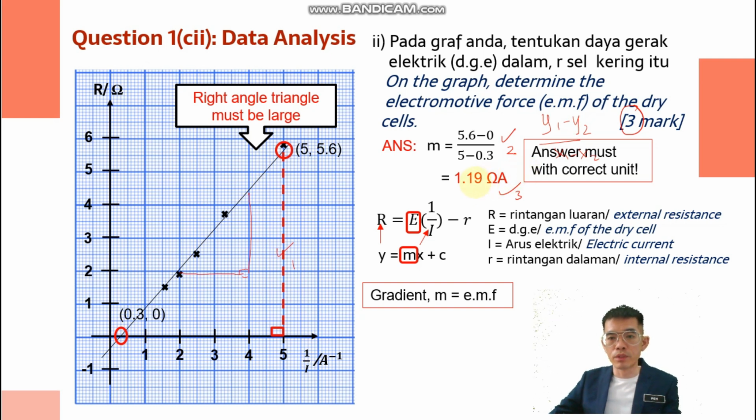Normally students will ask why this is not 1.5, because normally one battery will be about 1.5. This is because maybe the power of the battery itself is already low. So this is my reading. You can have your own reading in your experiment.